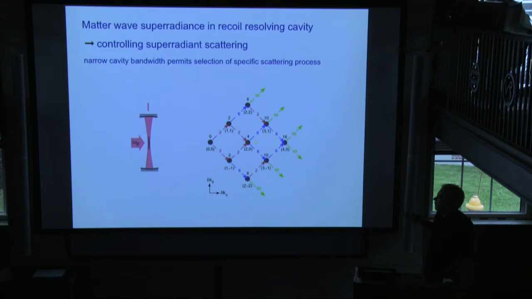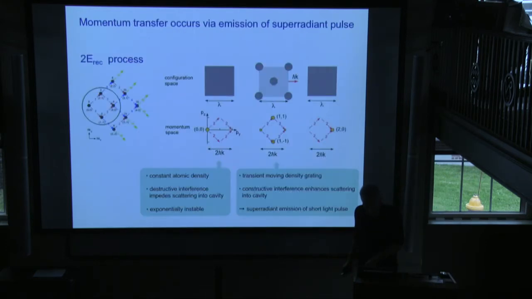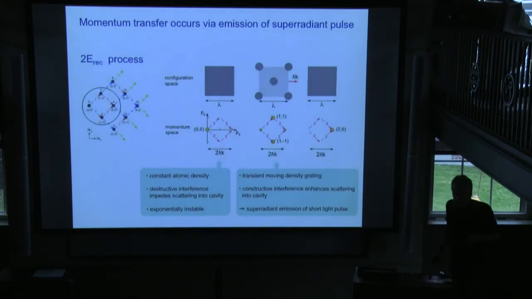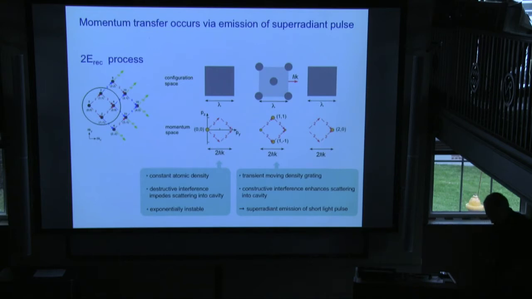Or if we have atoms to start with at the 2-0 mode, then we could dial in the 6-recoil process to bring the atoms from here to here. And I will show you how this works. So concentrating for a second on the 2-recoil process, this would be the process where either of these scattering transfers happen here along these two possible paths. And, important point, once again, is to see that this momentum transfer occurs in a super-radiant fashion.